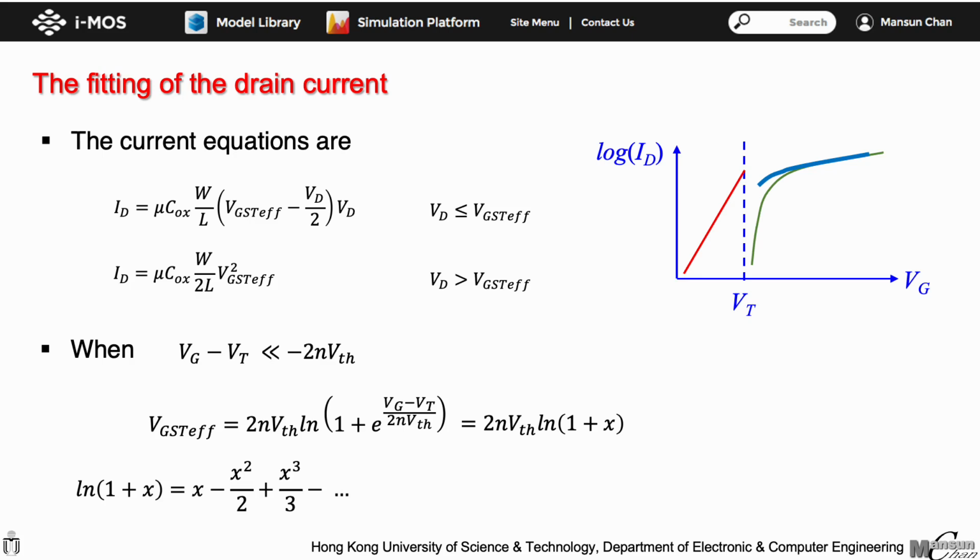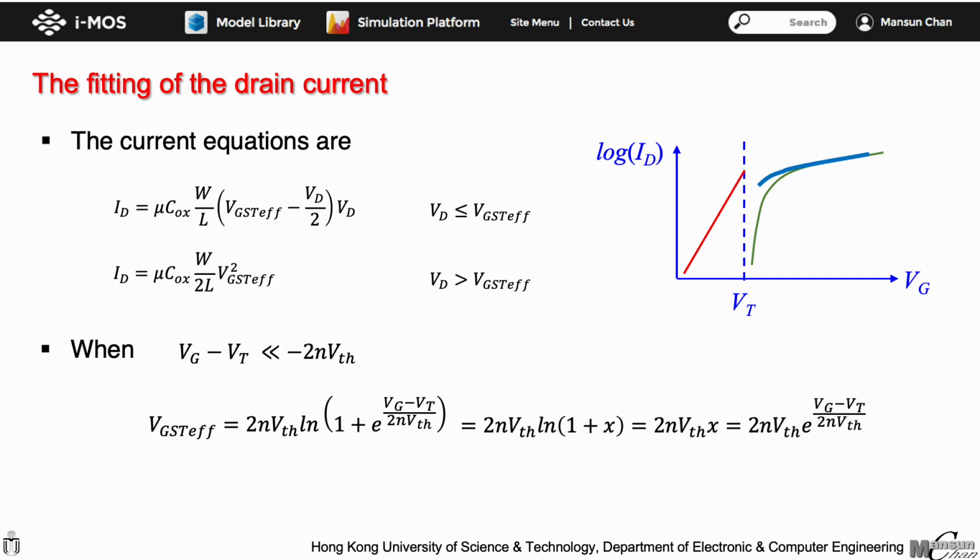Assuming x is very small, we can ignore all the second-order terms onward, and we will have natural log 1 plus x approximately just equal to x. Putting it back into the original equation, VGST effective equals the expression given here, with an exponential dependence on Vg. In the suppressor region, VGST effective will be very small, and it is most probable to have Vd larger than VGST effective.